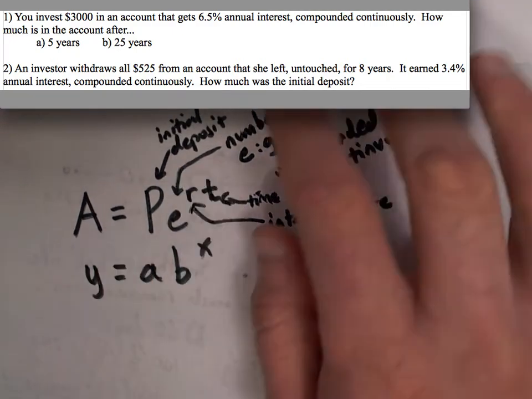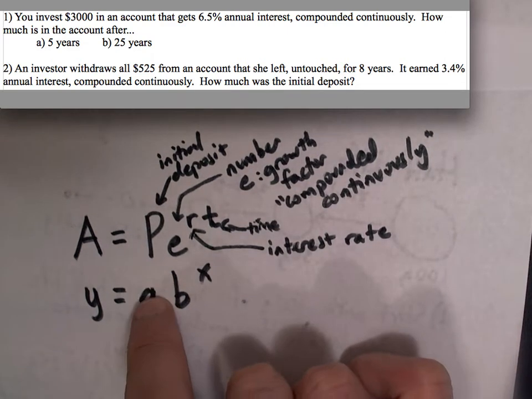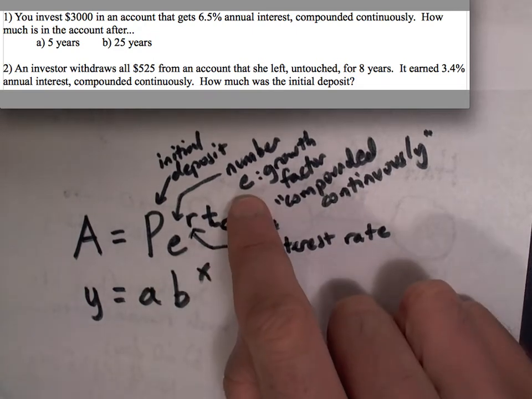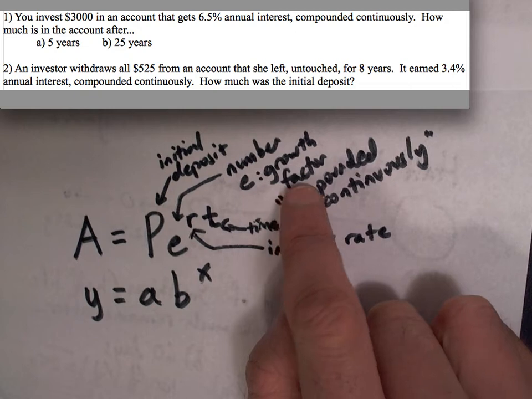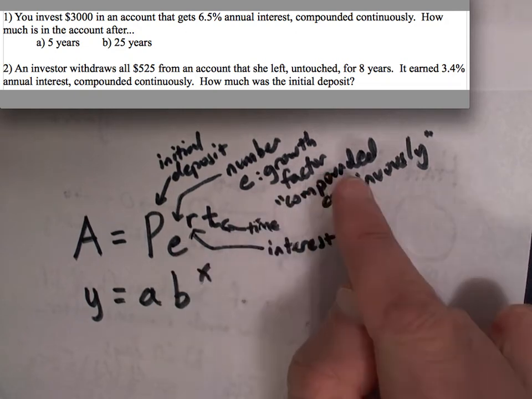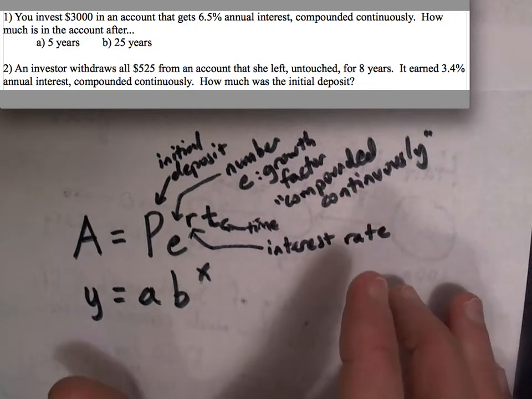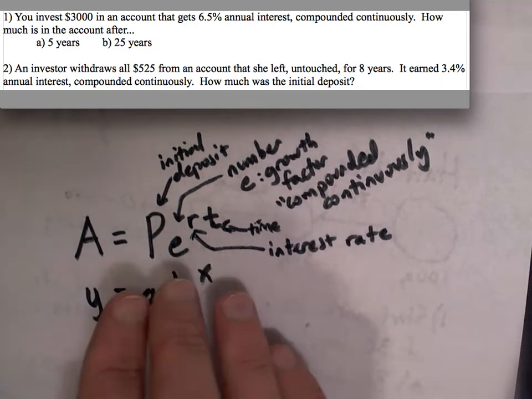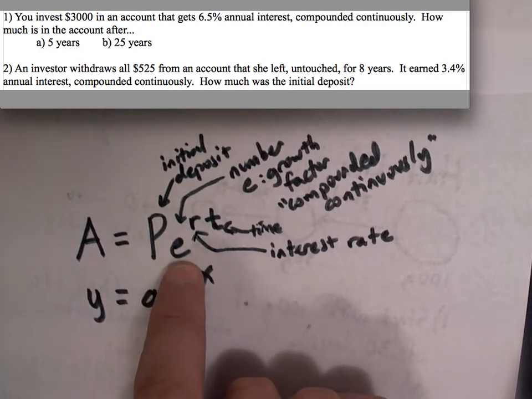So A is your final amount, and P is your principal, which is your initial deposit. e is not a variable. Remember, it's the number e, approximately 2.71. That's your growth factor. It's growing. It's greater than 1. The key is when you compound continuously. If you keep compounding not once a year, twice a year, 4 times a year, not even every day, but you do it every second, it approaches this number e.